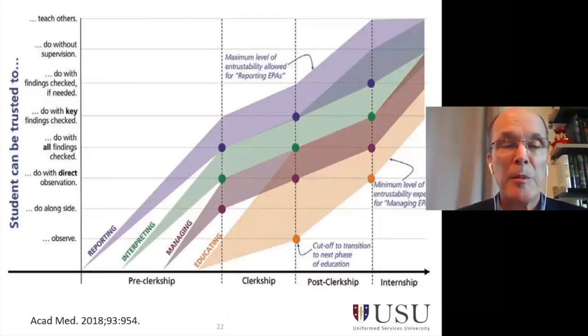And from our Academic Medicine last page, what we did is we graphed this out. And this is, again, theoretical, but when you might introduce reporting, interpreting, managing, educating before students begin the clerkship. And at different levels, you'll be able to trust what a student can do. So in other words, for a student to leave the pre-clerkship and begin the clerkship, they should be able to function at a fairly high level of a reporter when we're checking key findings. But in terms of managing, we'd probably expect that a student could do that alongside of us and not be able to do that independently.